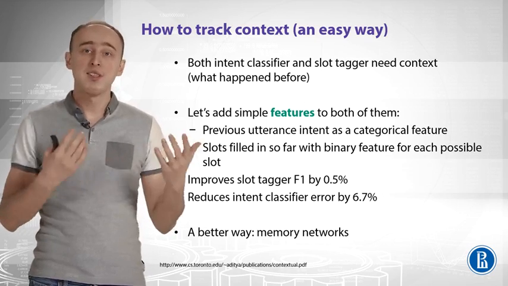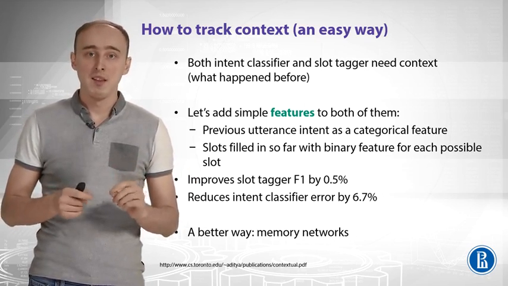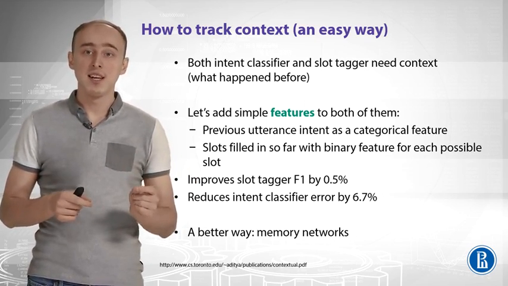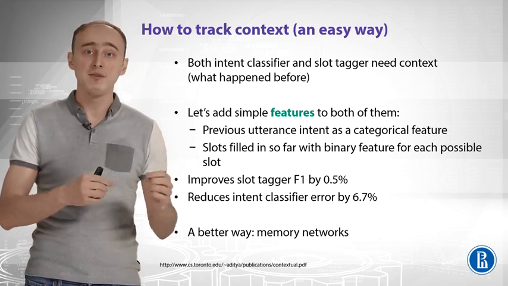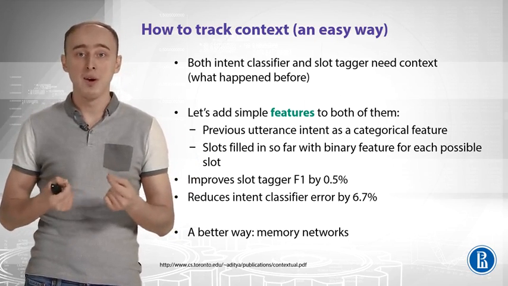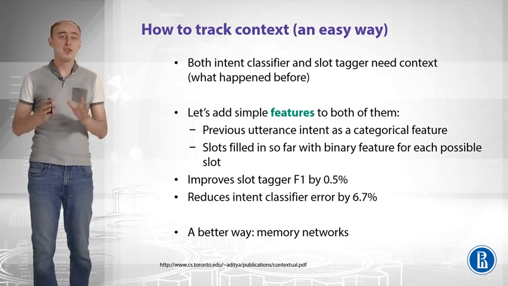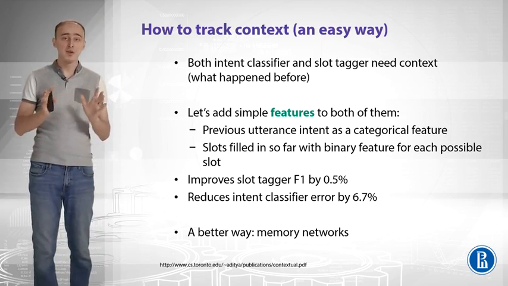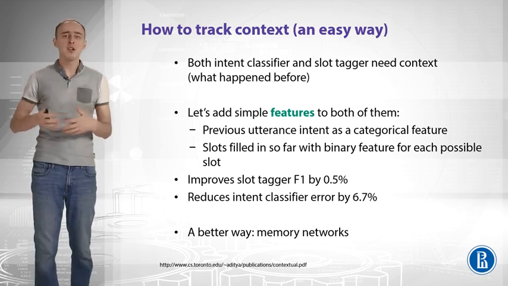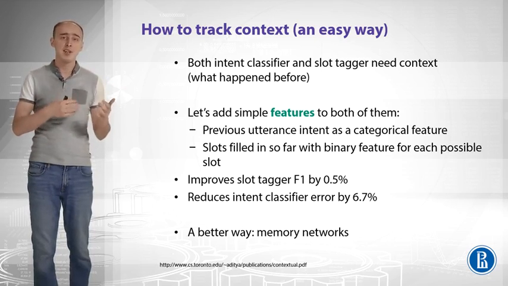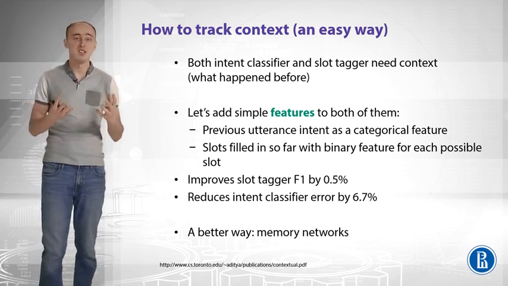We already understand that both intent classifier and slot tagger need it. Let's add simple features to both of them. The first feature is the previous utterance intent as a categorical feature. So we know what the user wanted in the previous turn, and that information can be valuable to decide what intent the user has now. Then we also add the slots that are filled so far, with a binary feature for each possible slot. So that the system during slot tagging already knows which slots were filled by the user previously and which were not, and that will help it to decide which slot is correct in the utterance it sees.